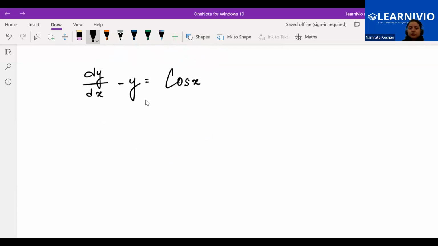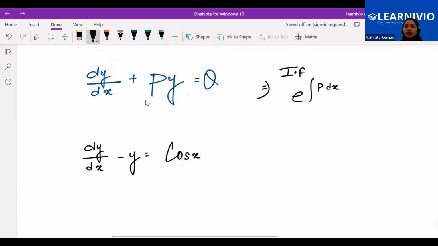The format, as I said at first, is the linear differential equation. If the format is dy by dx plus Py is equal to Q, where P and Q are functions, such terms which have x along with them. That's called P, that's called Q. Okay, ma'am.